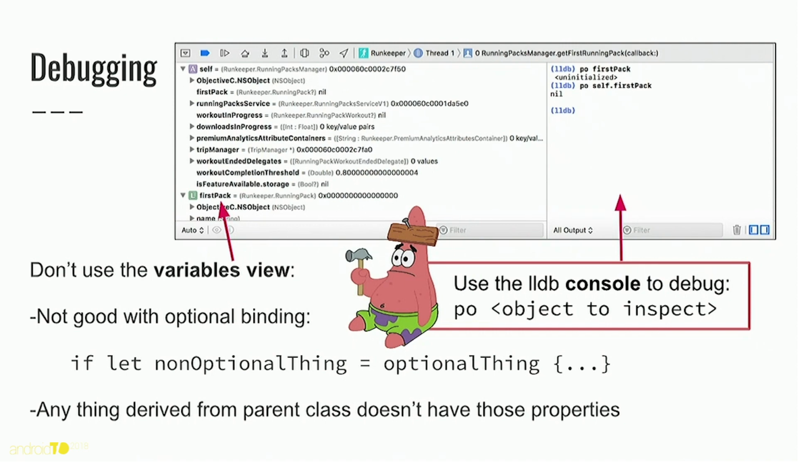Debugging. So in Xcode, the debugging area gives you a variables view on the left and a console view to the right. I generally don't use the variables view actually, because it gets confused when you have optional binding and can give you unexpected results. Instead, I use the console pretty extensively. And the main command that you really need to know for the console is just print object, or po, followed by the variable name.